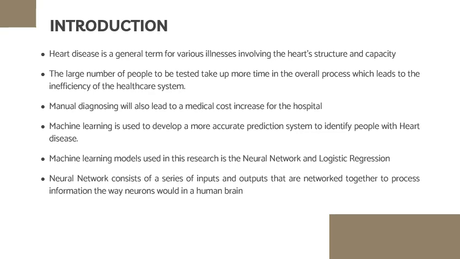Machine learning is used to develop a more accurate prediction system to identify people with heart disease. Machine learning models used in this research are the neural network and logistic regression. The neural network consists of a series of inputs and outputs that are networked together to process information the way neurons would in a human brain.